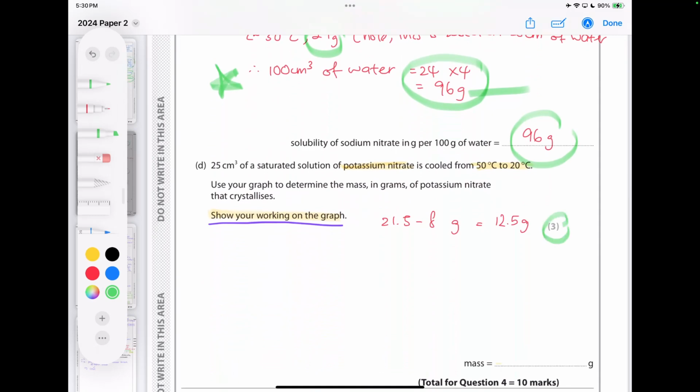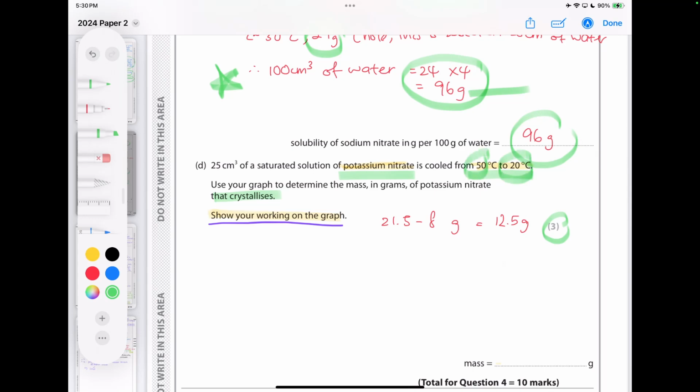And what do you need to do? So right now, you need to look for potassium nitrate, and it is cooled from 50 to 20 degrees Celsius. You want to find out what's the mass of potassium nitrate that crystallizes. Basically, it turns back into a solid because solubility actually decreases when the temperature drops. So it will turn back into solid state. So we need to read two different data. One's at 50 and one's at 20.